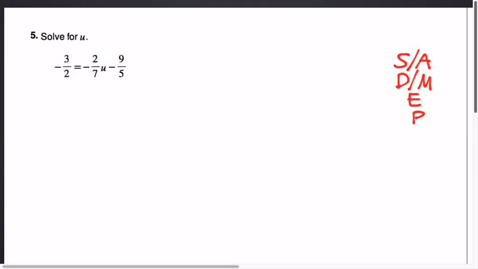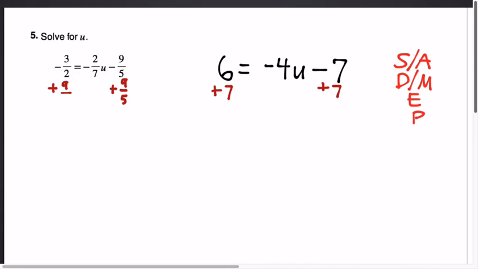So you're saying we could approach this just like we would approach any algebra problem, even if there were whole numbers. Like let's say I had 6 equals negative 4u minus 7 or something. In that problem, the first thing you would do is just add 7 to both sides. So in our analogy, the first thing that you did was add 9/5 to both sides, doing the addition before we worry about any multiplication or division.